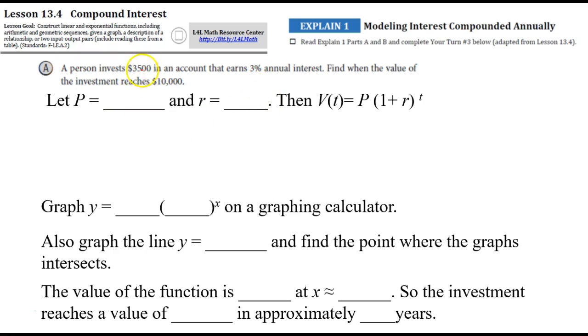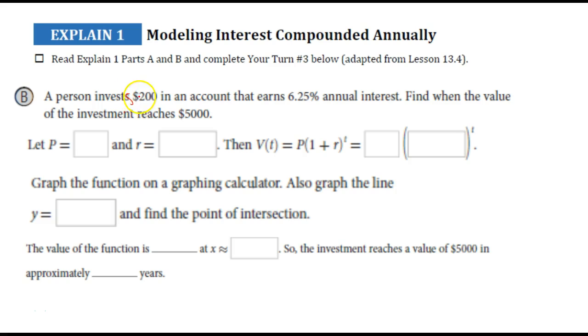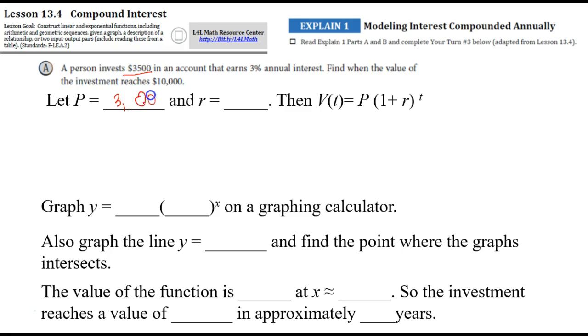So the first thing we're going to do is identify our principal or initial value, which is 3,500. Then we'll do our rate. And our rate is 3%, but we do want to change that to a decimal. And the way we do that is by dividing by 100. So go ahead and calculate that out. And you should have gotten 0.03.